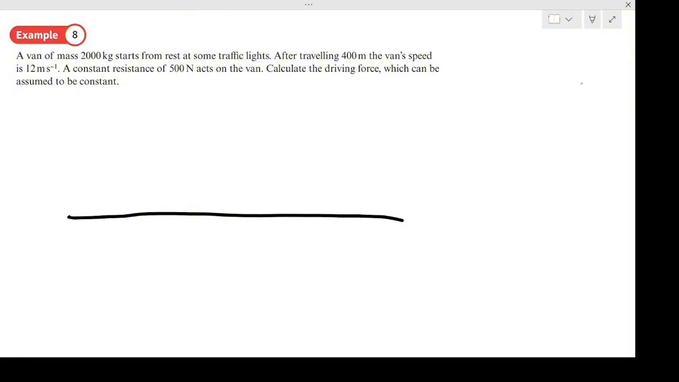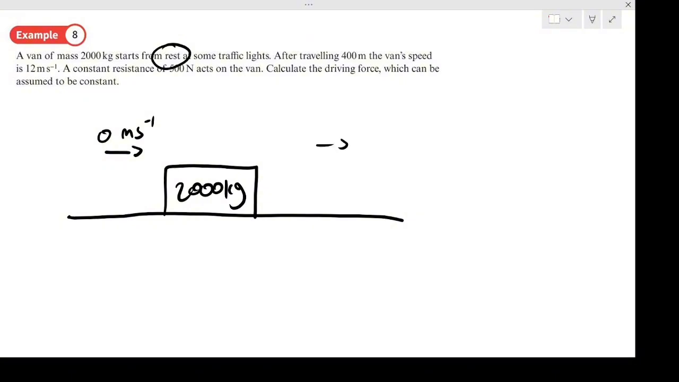Before we do anything, let's firstly draw the situation. I've got a van that's probably on the road. The van has mass 2,000. I'm told it starts from rest, so it starts with 0 speed, let's say over here, and then it reaches a speed of 12. So that's my speeds.